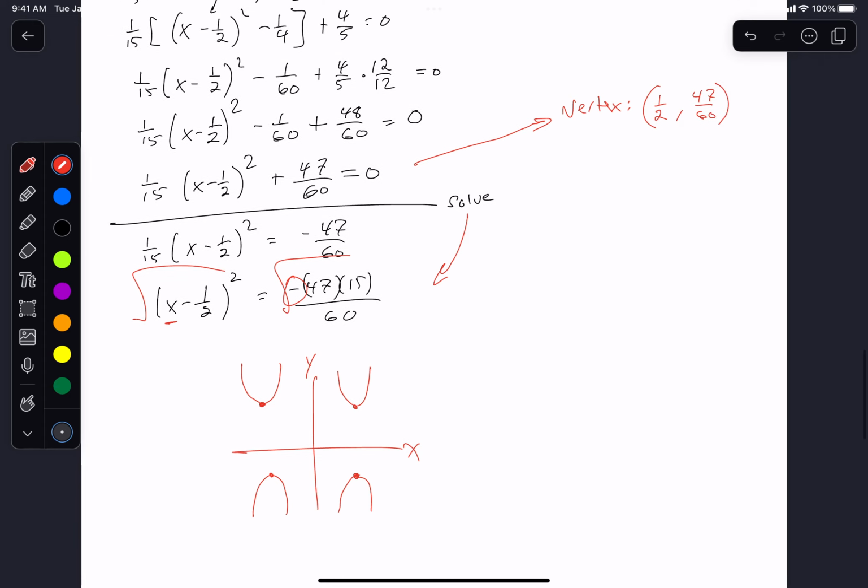As well as it's opening up, so it's concave up. So it sounds like the vertex is in one of, like, we're in this top situation. The vertex is above our x-axis and it's opening up, okay?